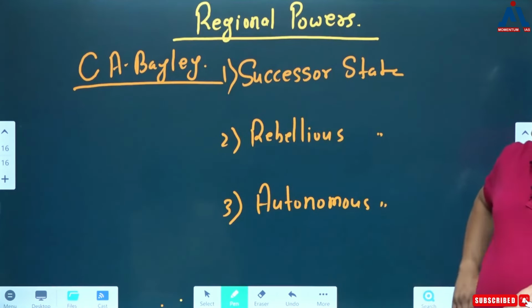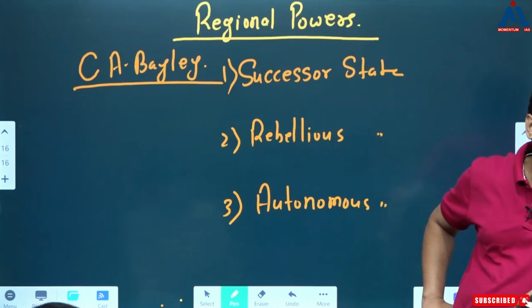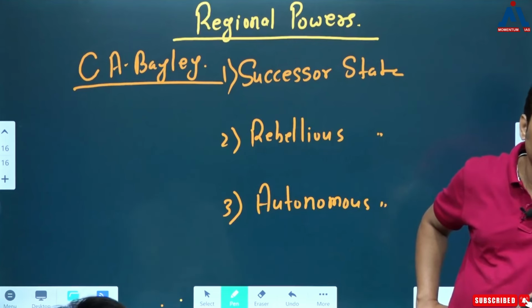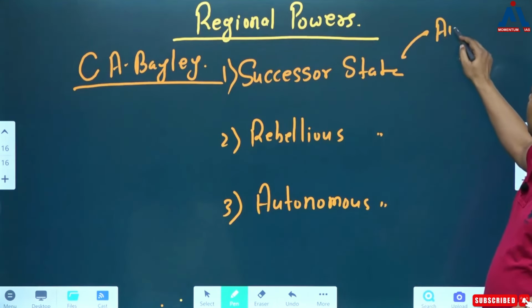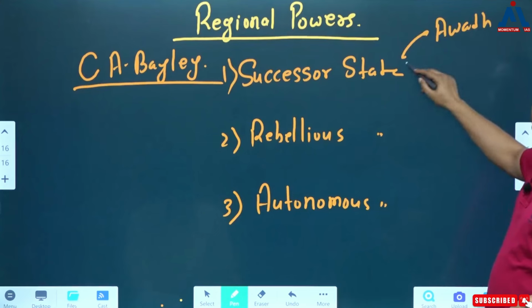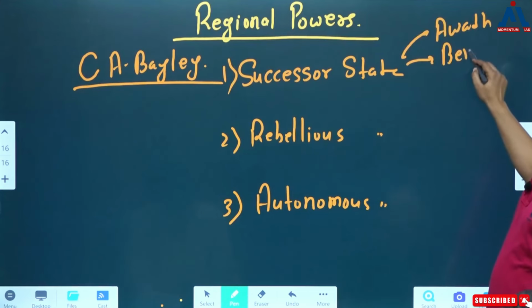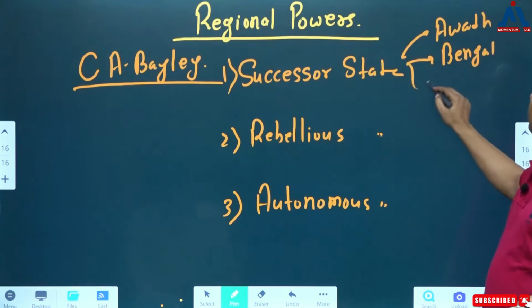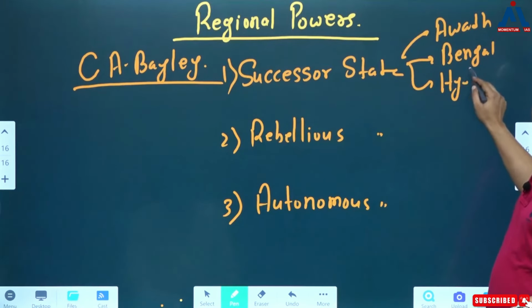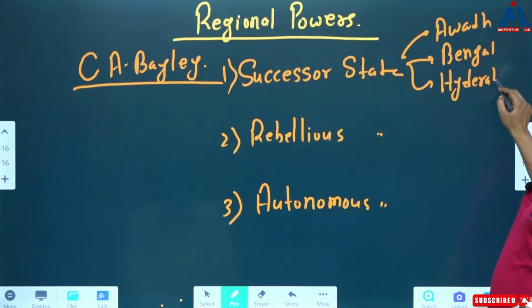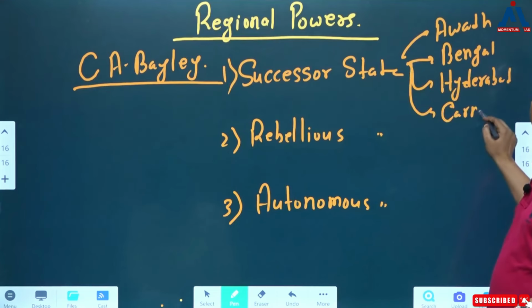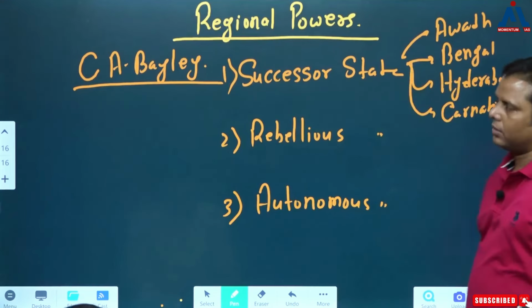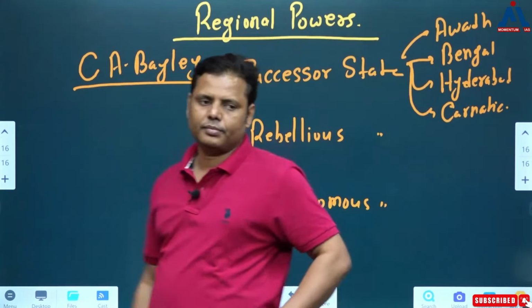When it comes to the successor states, what are the states falling in this category? There are 3 examples for this: Awadh, Bengal, Hyderabad, and then yes, we can even keep Karnataka also.